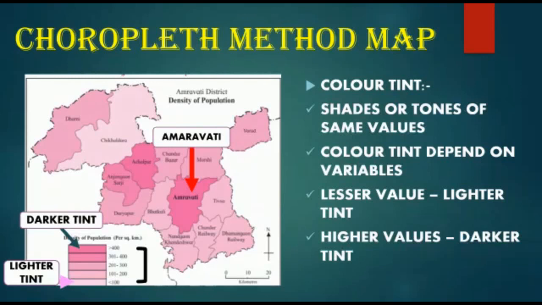In this Amravati district map, density of population is the variable. These color tints are dependent on values. Here you can see values are shown in the index, such as density of population per square kilometer, from less than 100 to more than 400. Regions with lesser values are shown by lighter tint and regions with higher values are shown by darker tint. Here the values mean the population of the particular region.